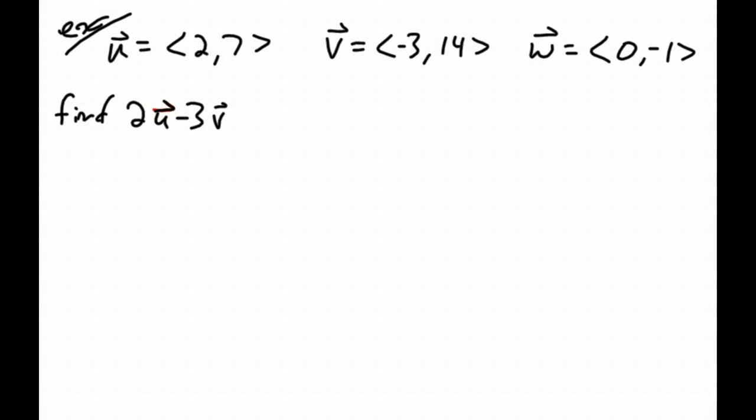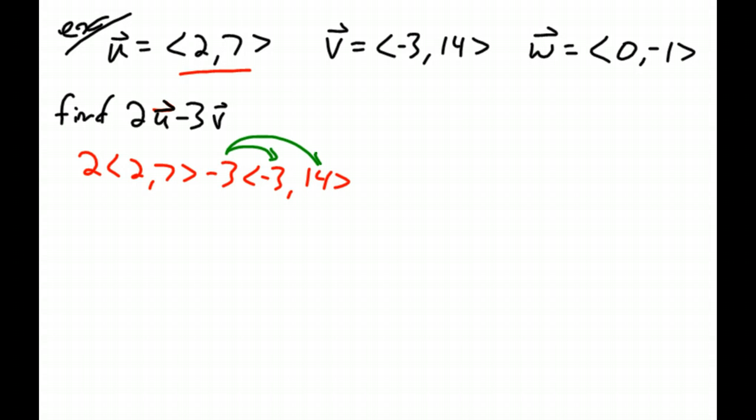I'm proud of that. So if I know that u is 2, 7, I can say 2 times the vector 2, 7 minus 3 times the vector -3, 14. And then these vector symbols basically are going to act like parentheses. So I'm going to go ahead and take this -3 and distribute it to both terms in here. And also with the 2, I'm going to distribute to both terms in here. So this will now be 4, 14. I'm going to go ahead and take the -3, all of it. So this will turn into plus 9, 14, 28, 42, so -42.